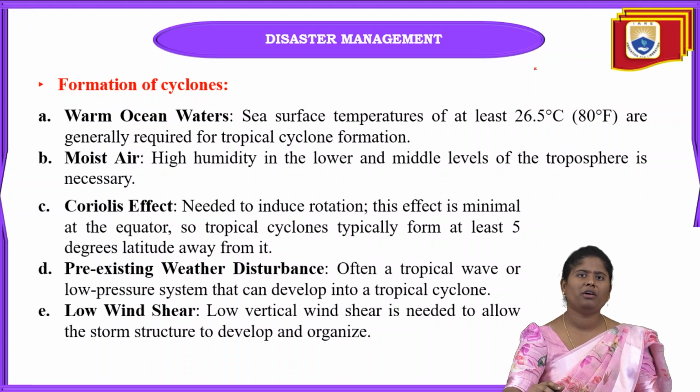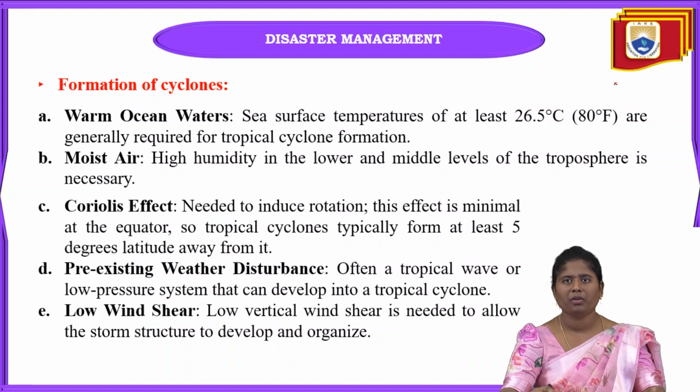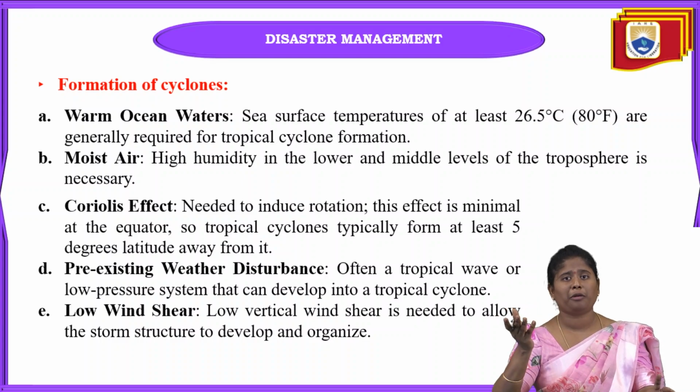Next is how the formation of this cyclone happens, starting with warm ocean water. When the ocean water temperature is almost 26 degrees, that is required for tropical cyclone formation. At this temperature this type of cyclone can be formed. Next is moist air: high humidity in both the middle and lower levels allows these cyclones to happen.